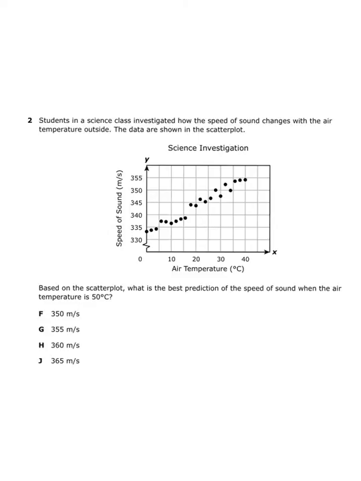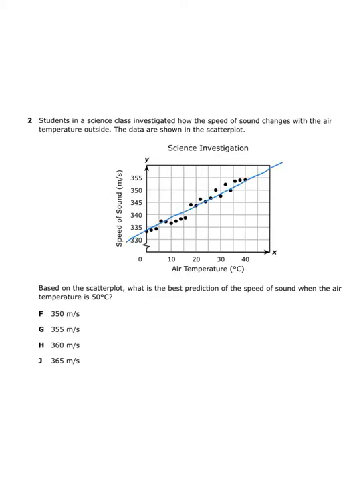Number 2. Students in a science class investigated how the speed of sound changes with the air temperature outside. The data are shown in the scatter plot. Based on the scatter plot, what is the best prediction of the speed of sound when the air temperature is 50 degrees Celsius? So first we're going to start by drawing our trend line.